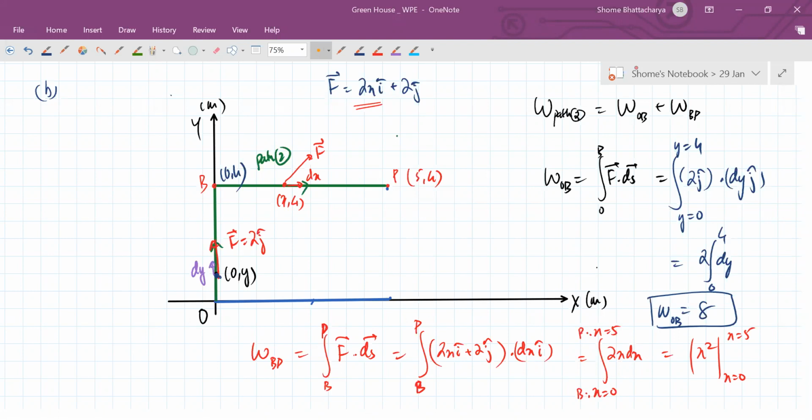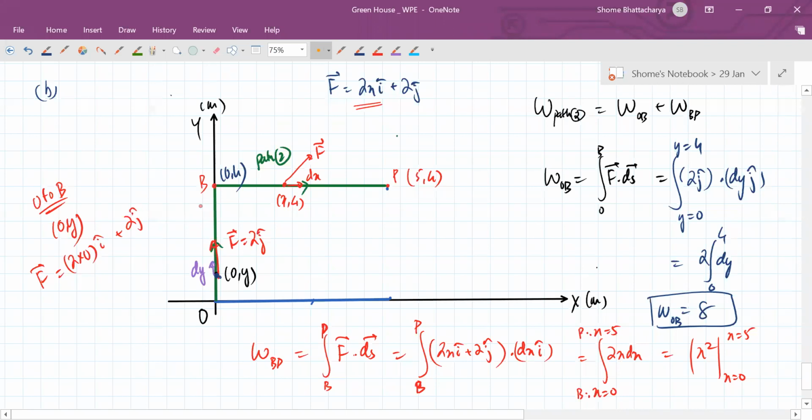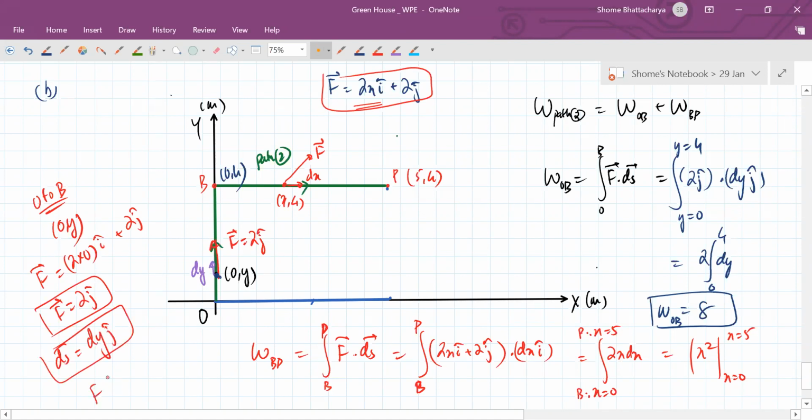See, from O to B, when you are going, at any particular point, what is your coordinate? It is 0 comma y now. So what is your force? It is 2 into 0 i cap plus 2j cap. So the force is just 2j cap. And the displacement is along the y-axis, so it is dy j cap. So your F dot ds is just 2 dy.